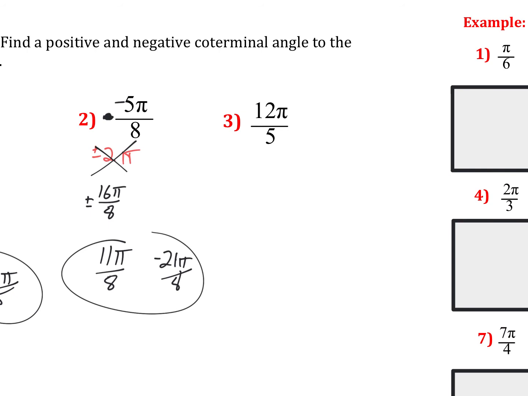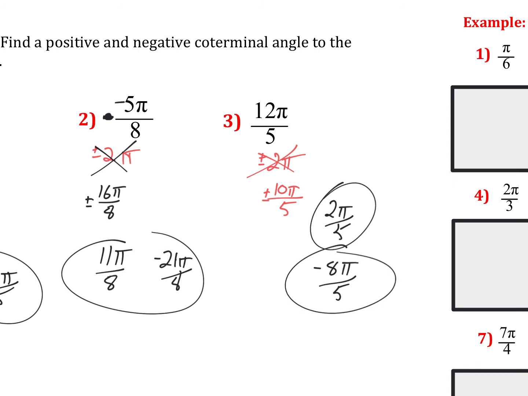12 pi over 5. So I'm going to add or subtract 2 pi to get my coterminals, but it's not going to be 2 pi. It's going to be 10 pi over 5. So if I subtract 10 pi over 5 from 12 pi over 5, it's still going to be positive. So let's see, 12 pi over 5 minus 10 pi over 5 would be 2 pi over 5. And I could subtract 10 pi over 5 again from that to get negative 8 pi over 5.